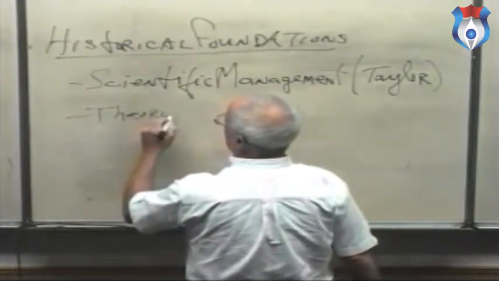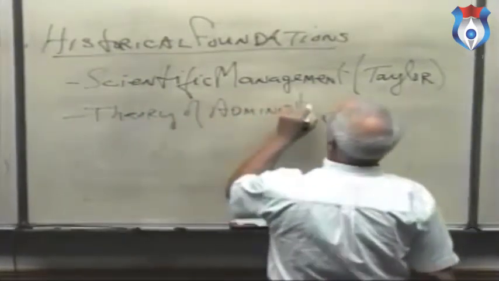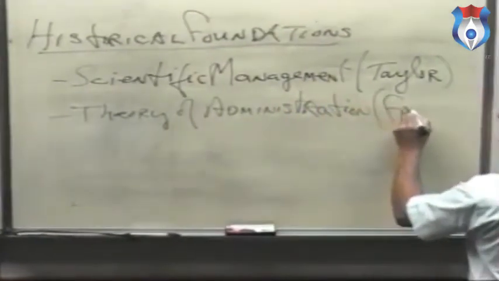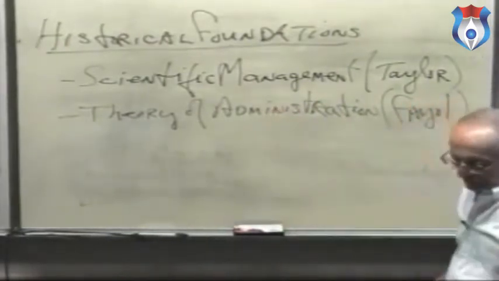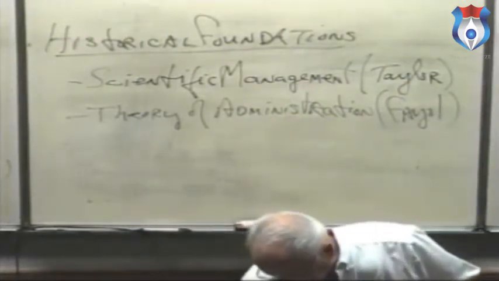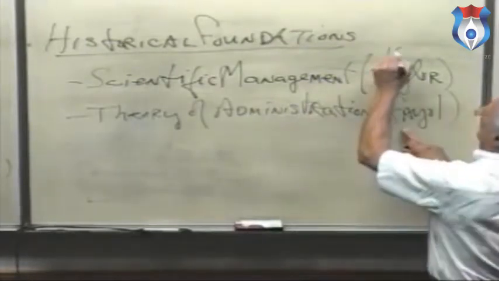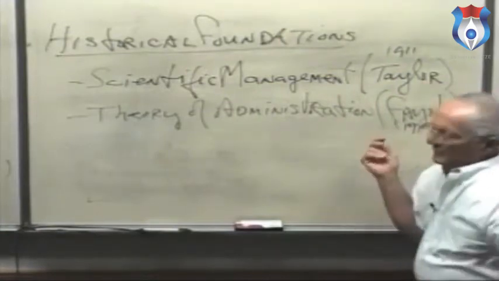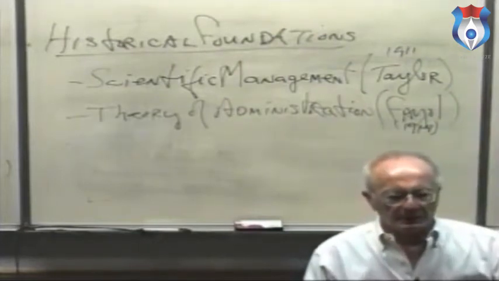Then along came a Frenchman whose name is Henri Fayol. His book was obviously originally published in French and not translated into English until the 1940s. But this is 1911, and this is 1919. He was a manager of a French mining firm.